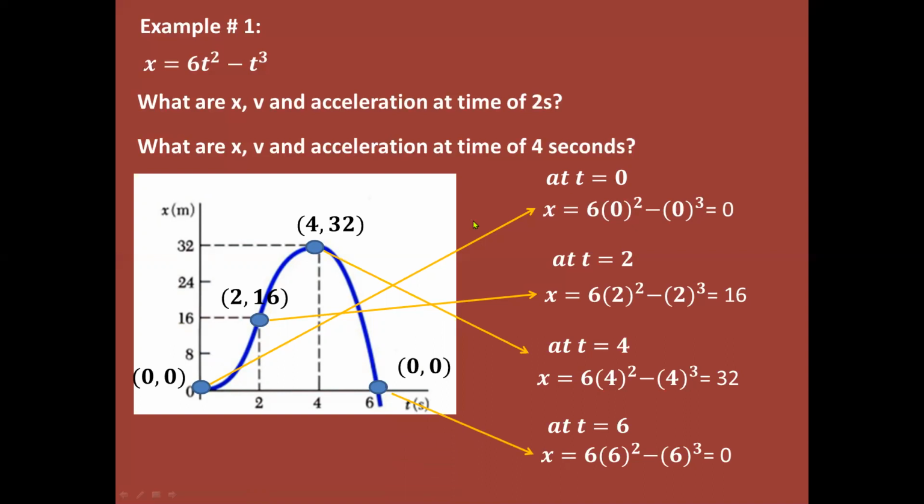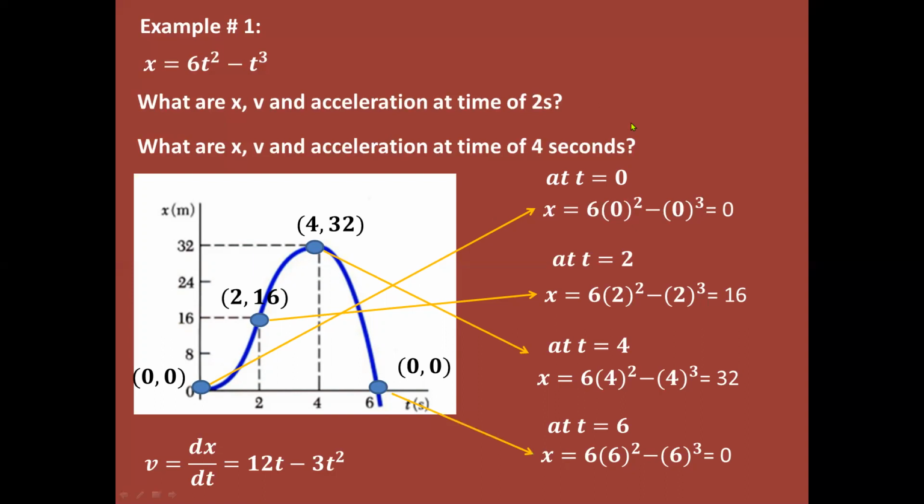And for the continuation of our solution, let us have now the derivative of our x equation with respect to time, so that we can calculate for the value of our velocity. Velocity now is equal to the derivative of x with respect to time. It is also equal to 12t minus 3t squared, because the derivative of 6t squared is 12t and the derivative of t cubed is 3t squared.